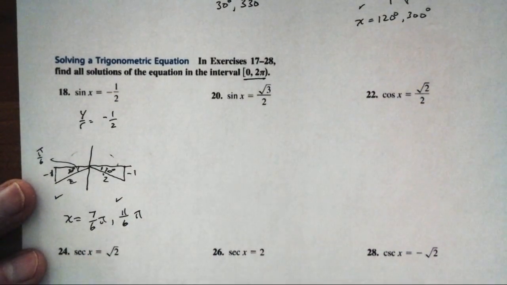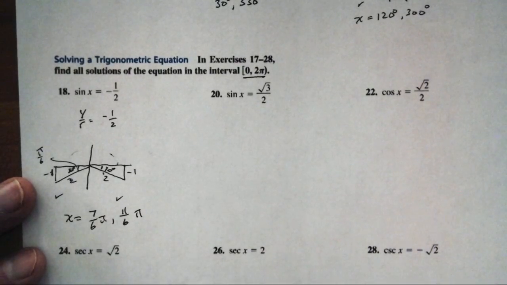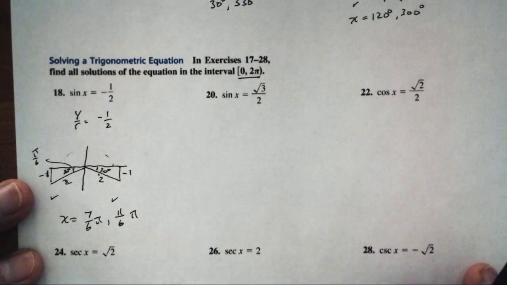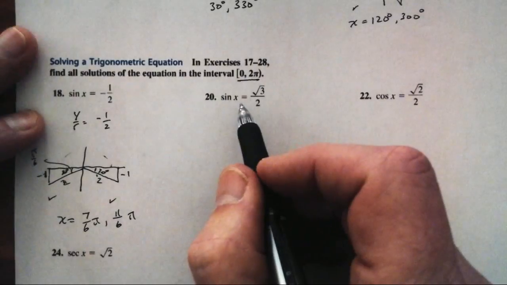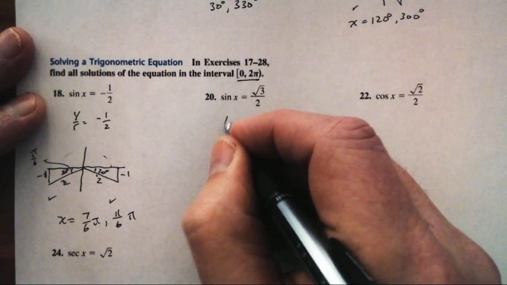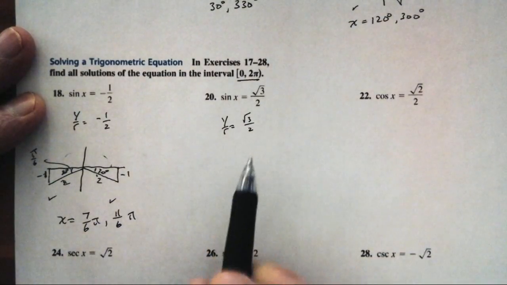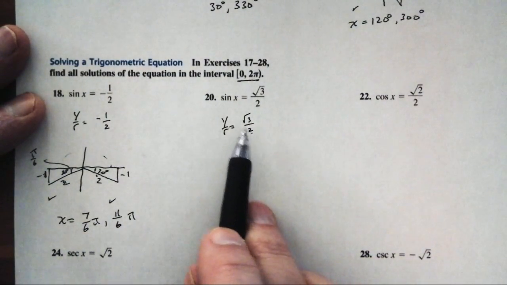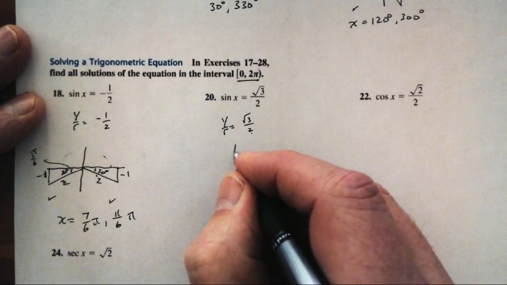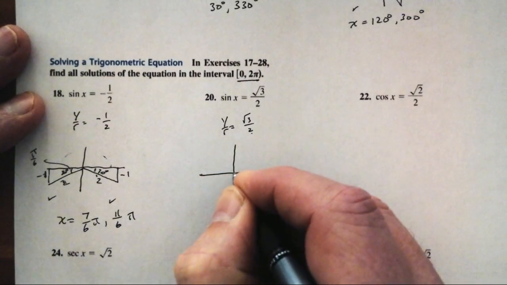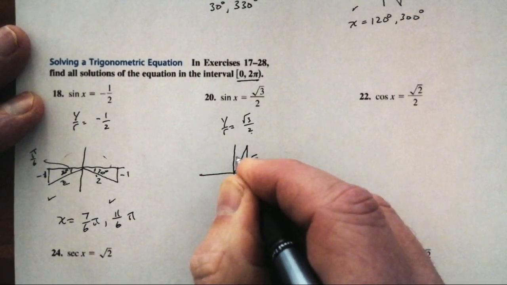And this, truthfully, is things that we did back in chapter 4. Okay. When is sine square root of 3 on 2? When y on r is square root of 3 on 2. That's a square root of 3, 1, 2 right triangle. That is tall. Sine is positive in the first two quadrants. Tall triangle, square root of 3 on 2.